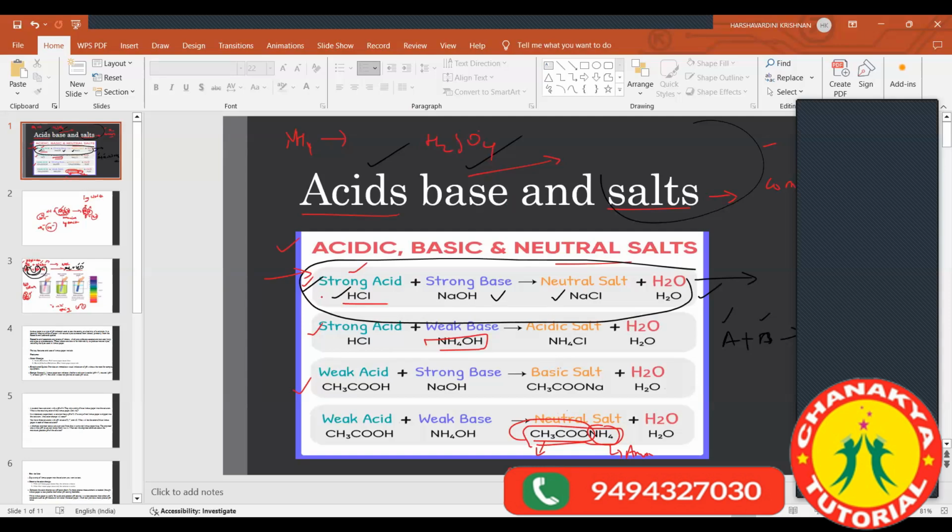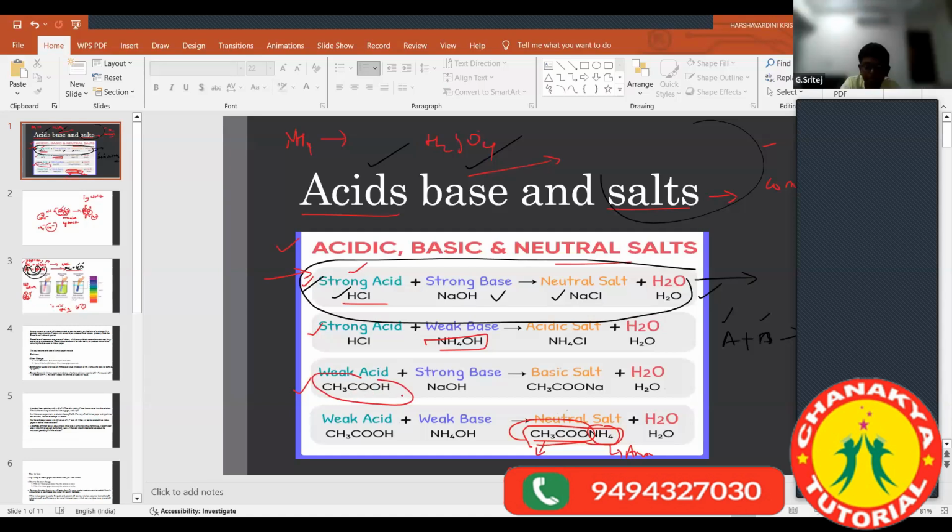Ma'am, so what is CH3COOH? I think it is CH3COOH, ma'am. It is a weak acid. Can you explain? Acetic acid.